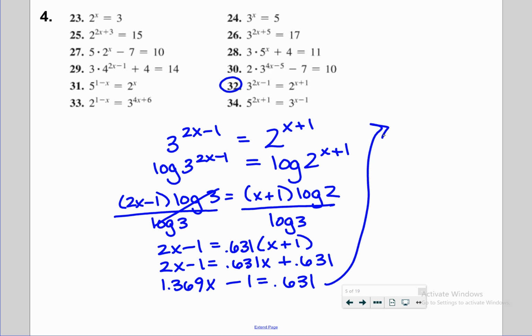Okay. Now I'll add the 1 over. 1.369x equals 1.631. Like I said, kind of gross with the decimals. And then divide last. And I get to 3 decimal places, 1.191. And then you can absolutely plug that back in if you have extra time. Make sure it works. Now that's rounded a little bit, so it might be approximate when you plug it in, but it should be pretty close on either side. And questions on number 4?